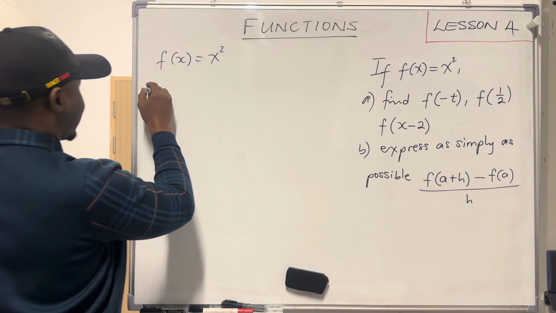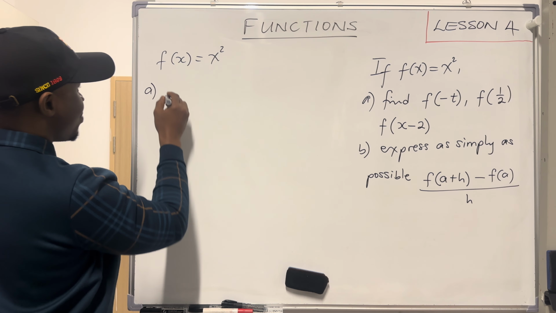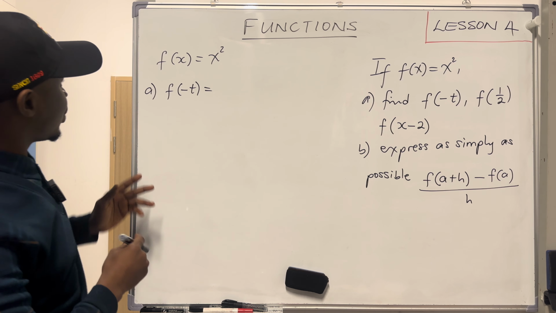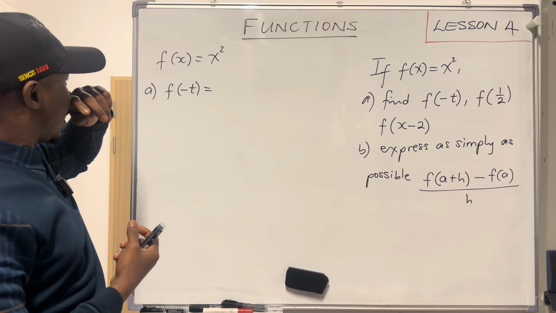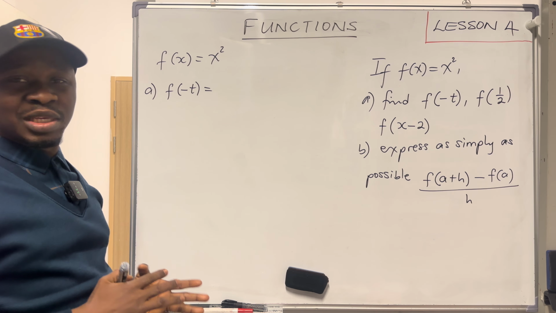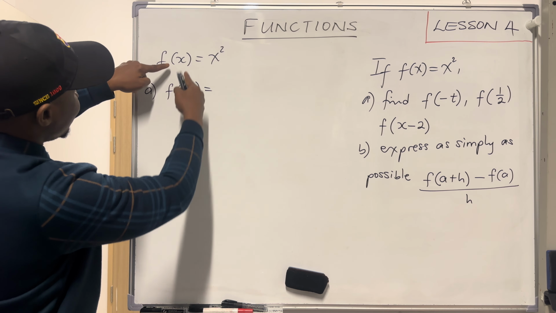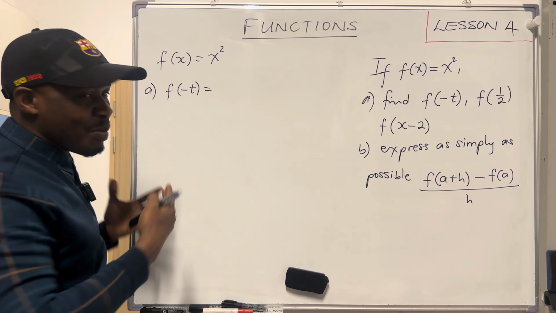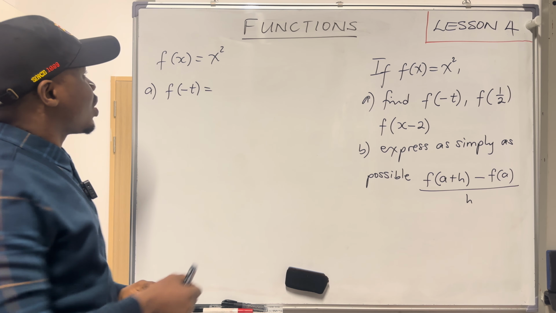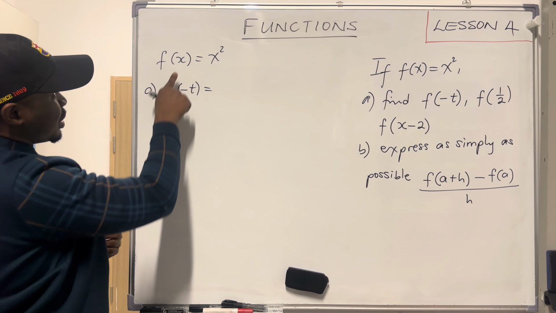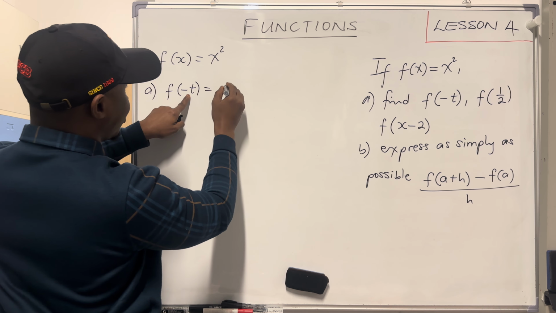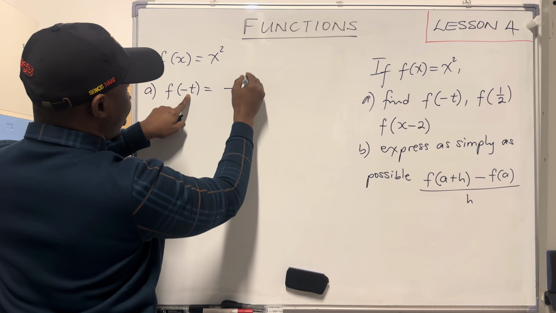But the a part is we are to find f of minus t. Come to think of this one: f of x is this. Now instead of f of x, it is f of minus t. It's so simple that f is maintained, even the parentheses are maintained, but instead of x, it is now minus t. So you do the same. Go to the function. Wherever you see x, you write minus t. So for this x, what do we write? Minus t. We have a square.